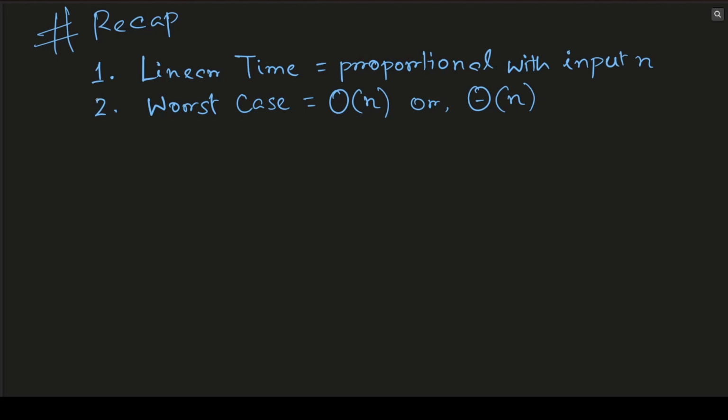Let's recap what we have learned today. Linear time means the time grows proportionally with input size n, and we write order of n as the worst case, or sometimes theta of n if it is always n. Linear time is often the minimum required to process all input.